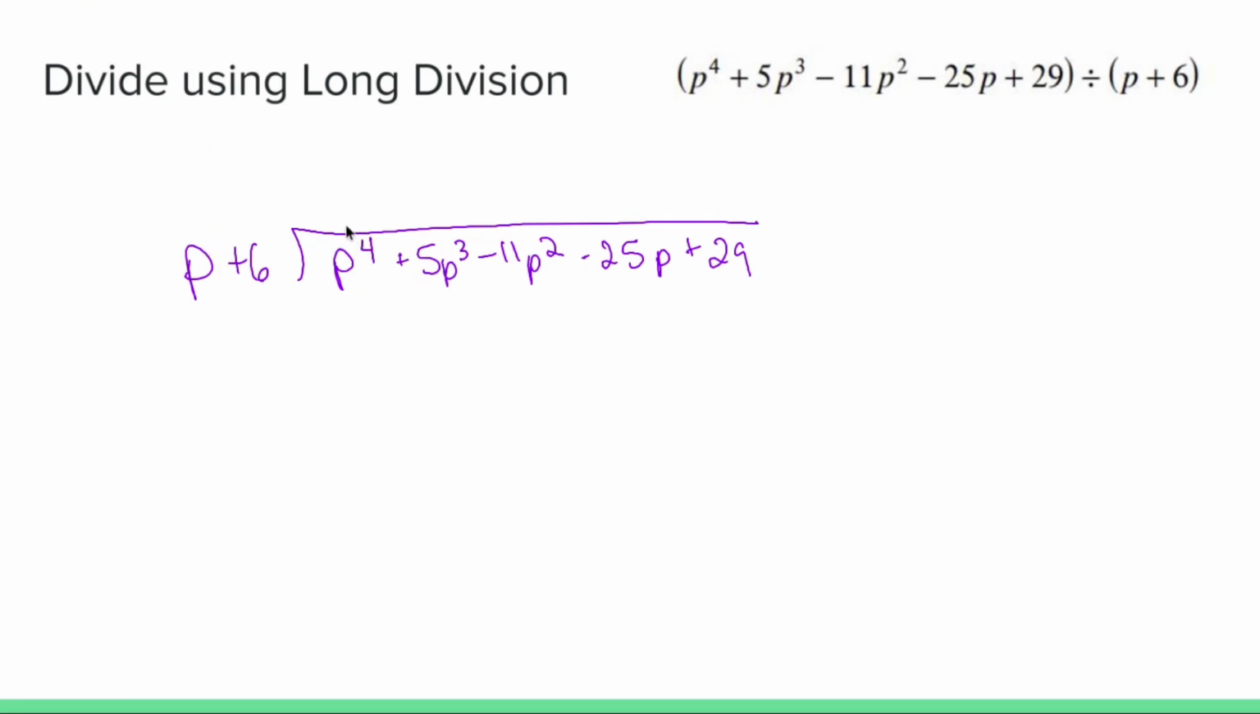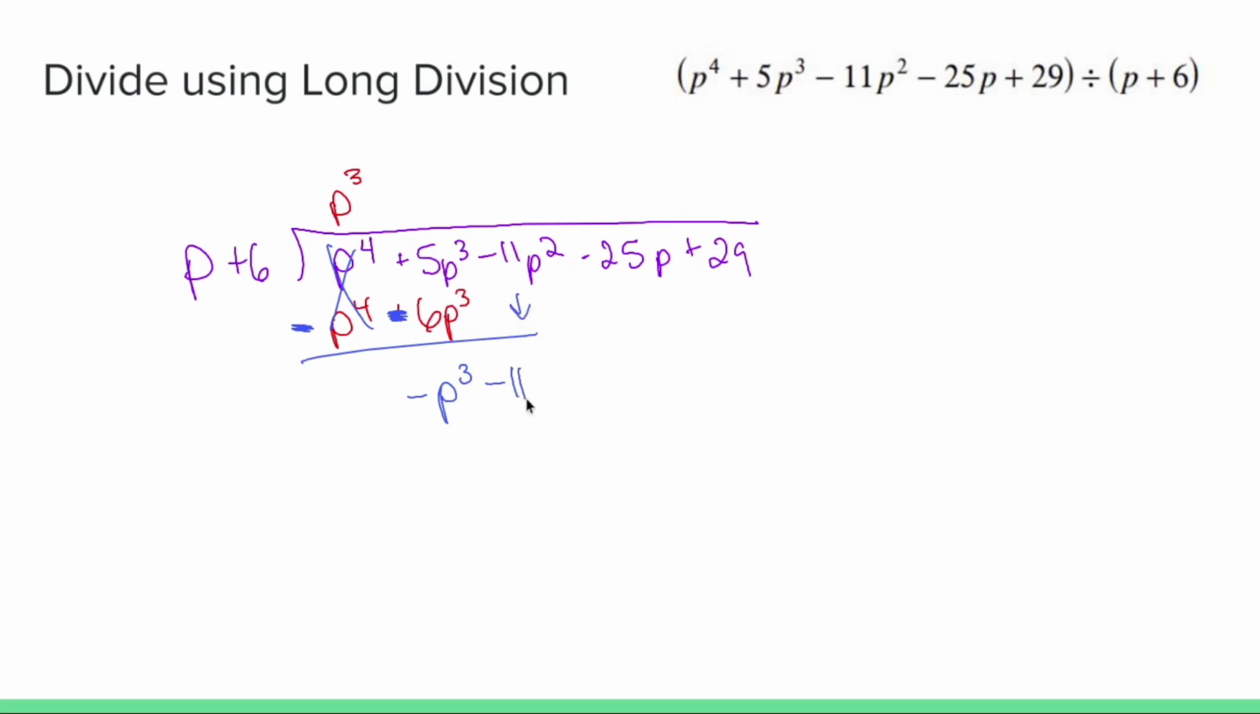P times what is p to the fourth? P times p cubed is p to the fourth. Take that p cubed and multiply it to the entire factor. P to the third times p is p to the fourth. P to the third times 6 is 6p cubed. That's positive. Now, we're going to subtract the entire row, which means flip the signs of everything. So you become a minus, and you become a minus. You will always cross out, and 5p cubed minus 6p cubed is negative p cubed.